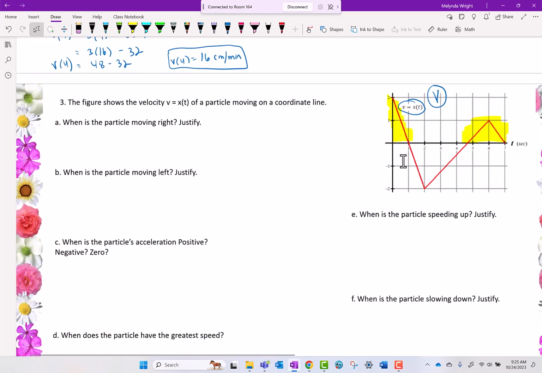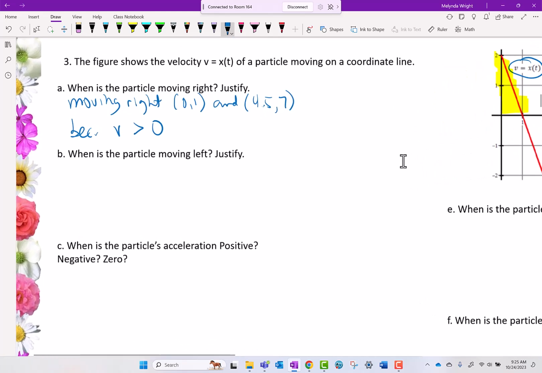So we would say moving right between 0 and 1 and 4.5 to 7 because v is greater than 0. That's our justification.